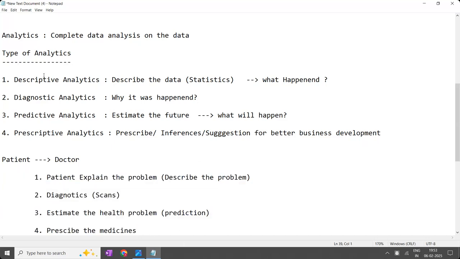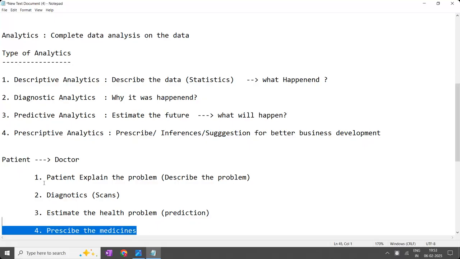The first one is called descriptive. The second one is called diagnostic. The third one is called predictive. The fourth one is called prescriptive analytics. Are the points clear? So now, what about predictive analytics? This will be done by the data scientist.